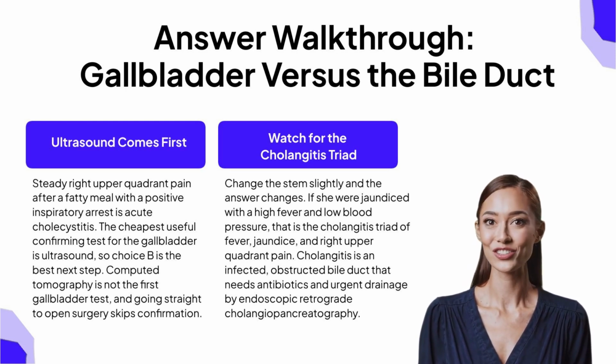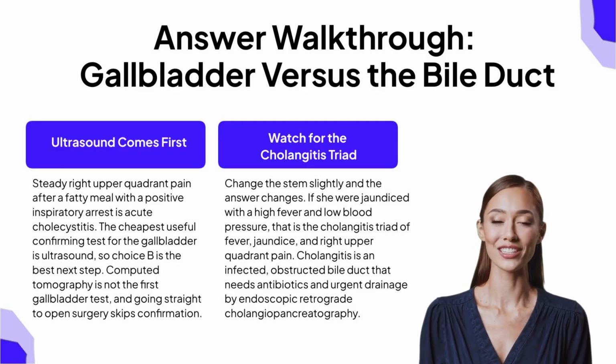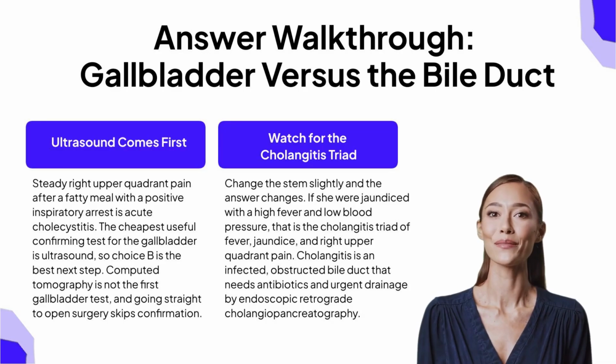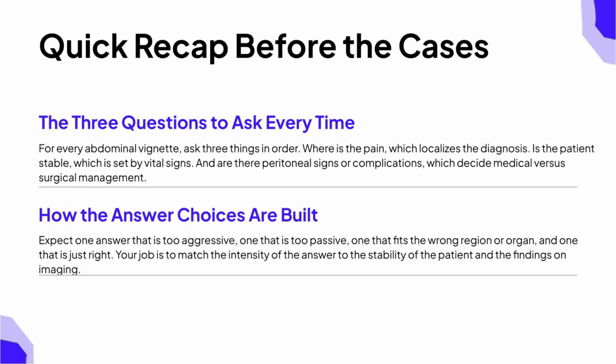Train yourself to notice jaundice and instability, because that single detail flips the answer from ultrasound to urgent drainage. Review the biliary disease section in your gastrointestinal chapter to lock this in. Before we run the last two cases, a quick recap.